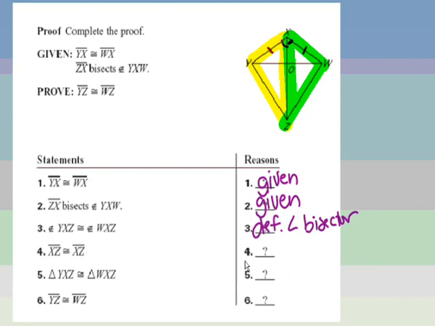And then XZ is congruent to XZ. What is the reason for that? I'll give you a moment to write it down.